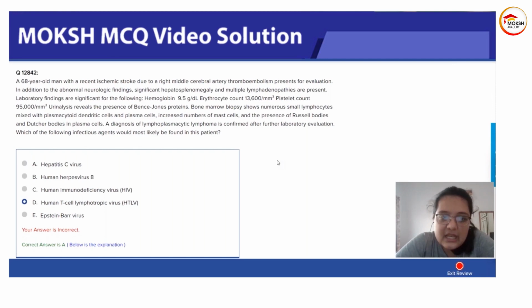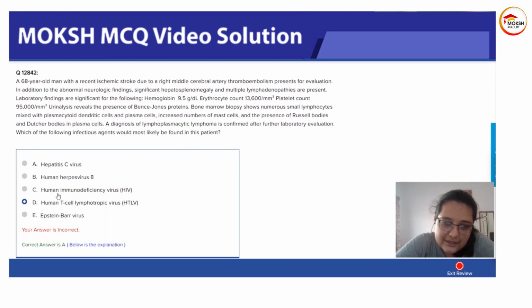HTLV-1 would not be the answer here. Why? Because we are talking about plasmacytes or plasma cells. Okay, so because we are talking about plasma cells, it is a B cell lymphoma, and here the name itself suggests human T cell lymphotropic virus. Okay, so this is something that you rule out first. So HTLV is not the answer.